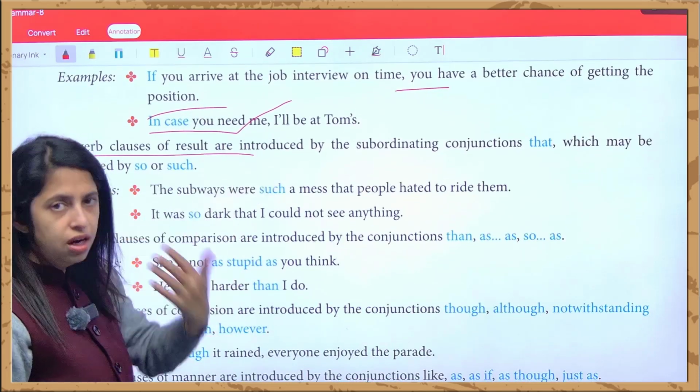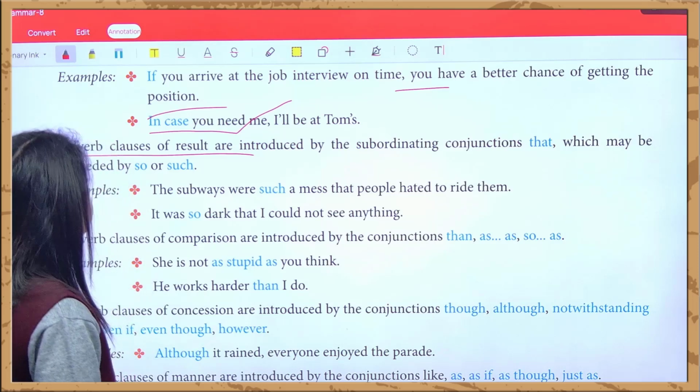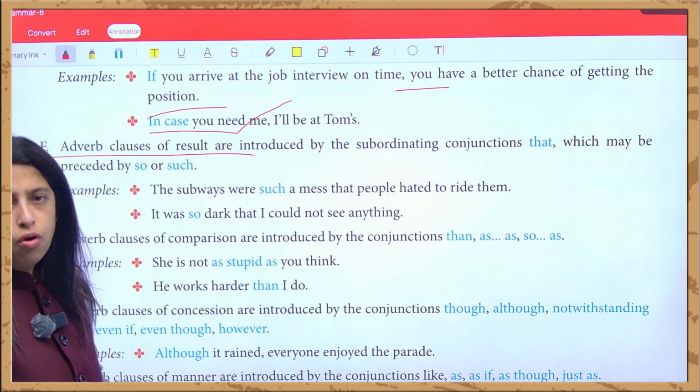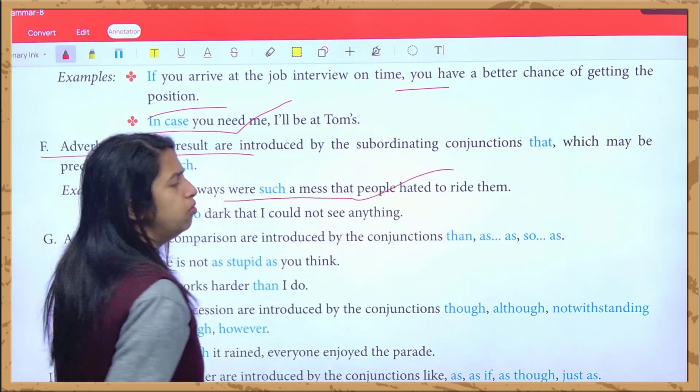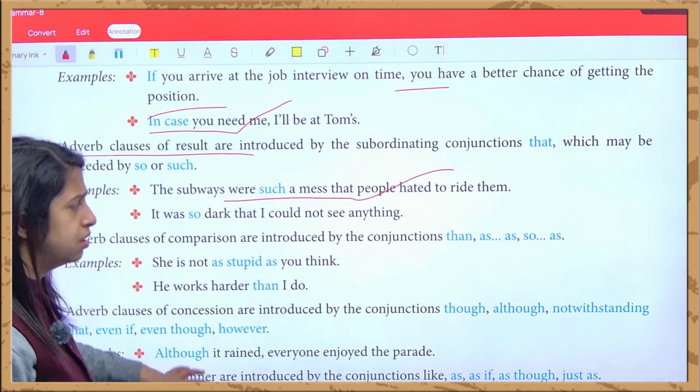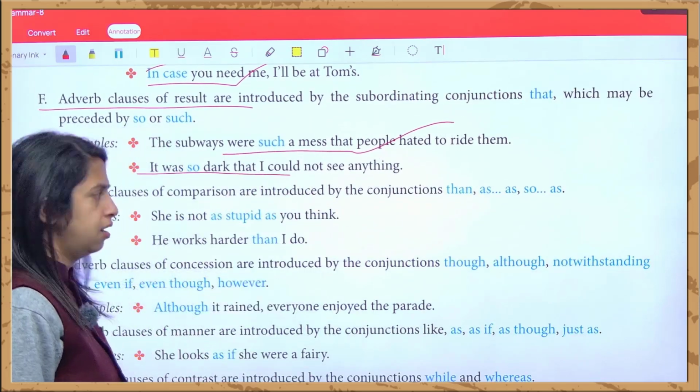Adverb clause of result जो होता है, it is introduced by the subordinating conjunction that, which may be preceded by so or such, right? जैसे कि the subways were such a mess that people को वहाँ पे ride करना ज़्यादा पसंद नहीं. It was so dark that I could not see anything. मुझे कुछ नहीं दिख रहा.